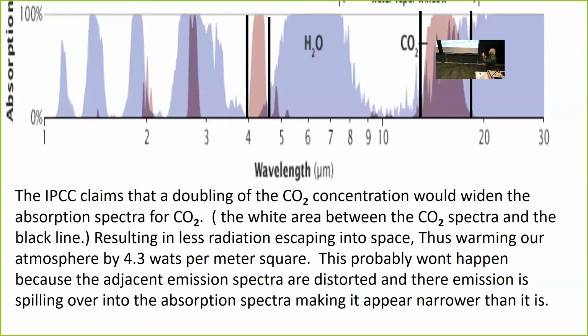And from a spectroscopist's point of view, we know that these images have distortions in them. And so you have to realize that this absorption peak is actually wider than what's displayed. So there's a lot of distortions in these spectrometers, and you need to be aware of that when you do your calculations. So what they're saying is that the IPCC is saying that this would account for an additional 4.3 watts per meter square of energy coming back to the Earth. And I'm saying that's probably not going to happen, and I'll explain why.